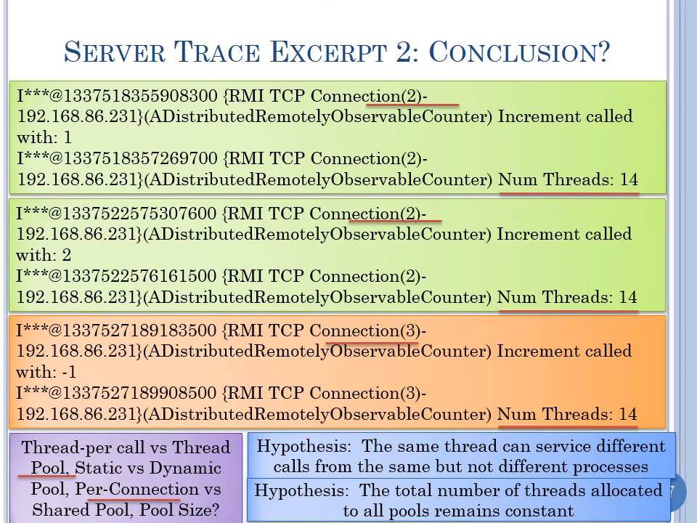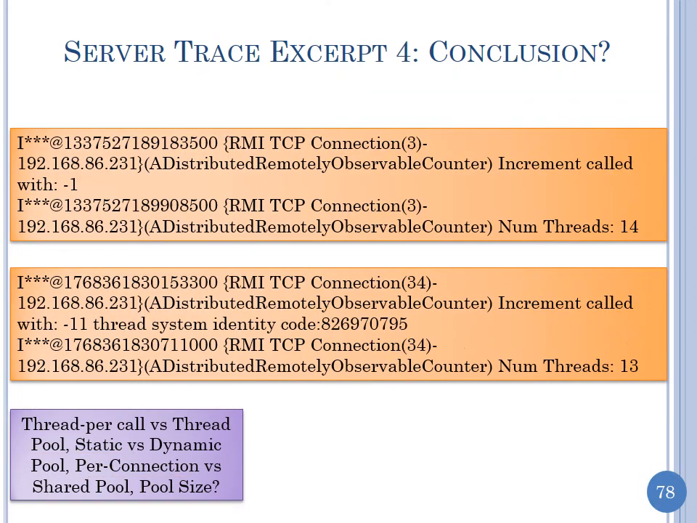It seems too much of a coincidence that it's always 14. 1, 2, 3. So the chances are very high that the number of threads has been kept constant, and it's not that there's always a call occurring and it remains 14. So it could be per connection.